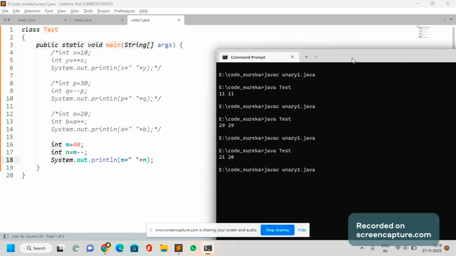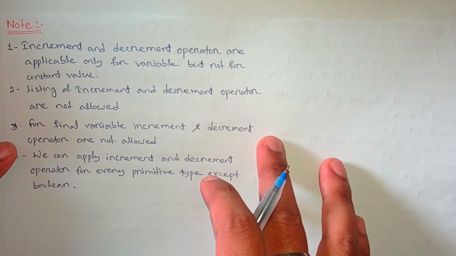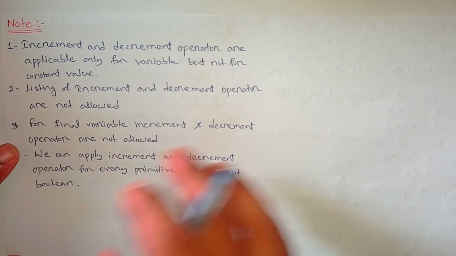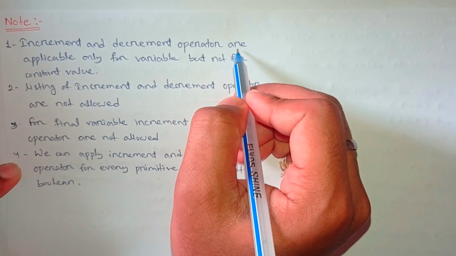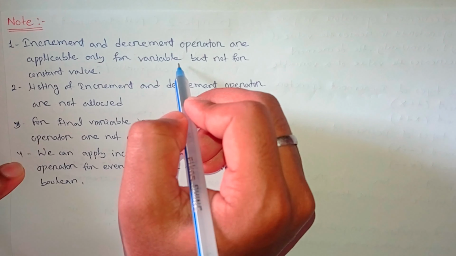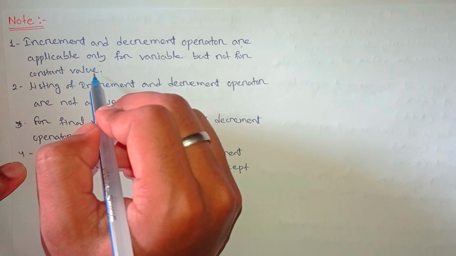To compile, use javac filename.java, and to run, use java classname. So the output is 39 and 40. I have written some points about the increment and decrement operators. The first point is that increment and decrement operators are applicable only for variables but not for constant values.